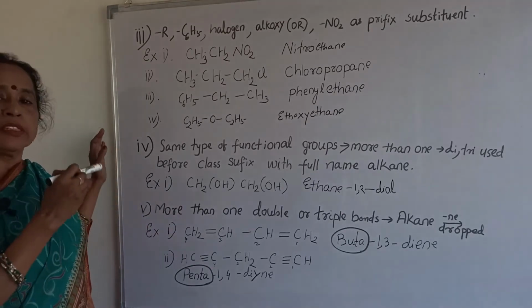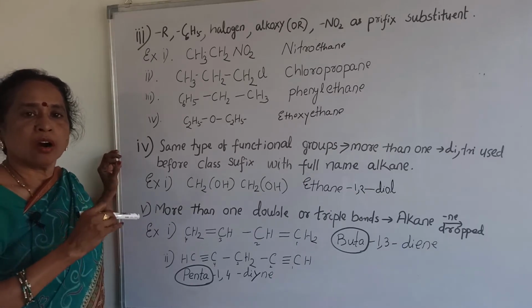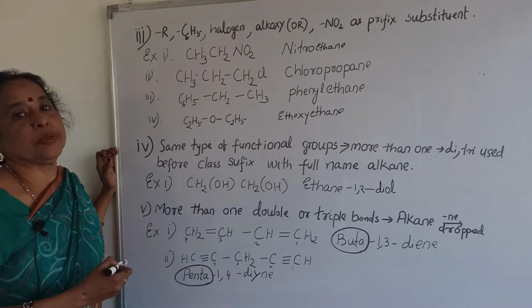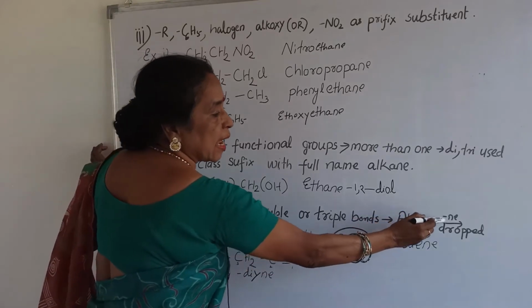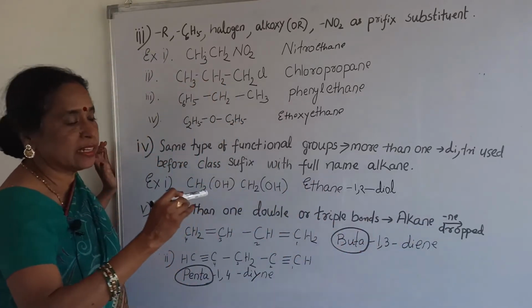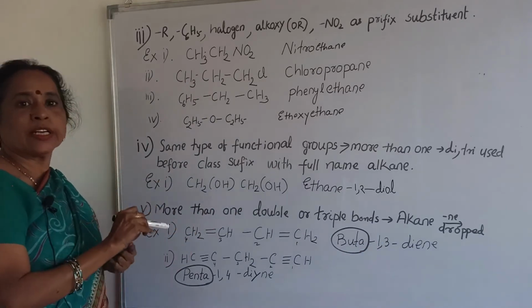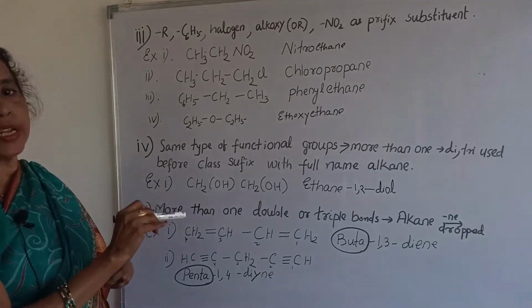Then come to rule 5. More than one double or triple bond. If more than one double or triple bond is used, then what rule will we follow? What points will we observe? In the alkane, the last 2 letters, ne, should be dropped. Then after that, according to the position of the double and triple bonds, we will name.